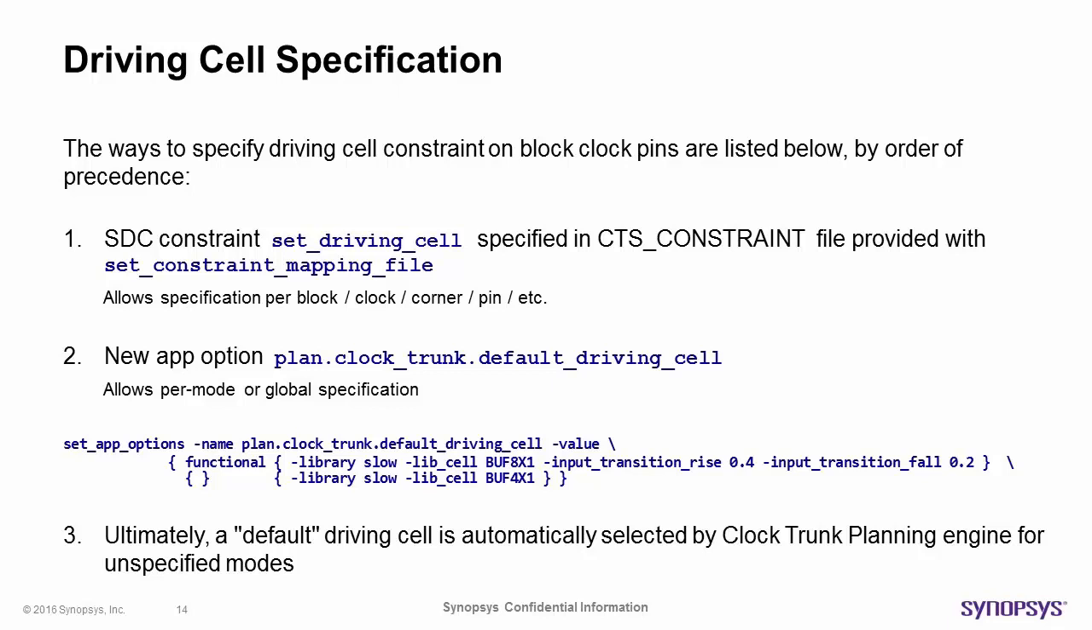The following example shows functional mode using the library cell buff8x1 and the other mode using library cell buff4x1. If the user did not specify any driving cell, then clock trunk planning will automatically select the middle size of buffer for driving cell.